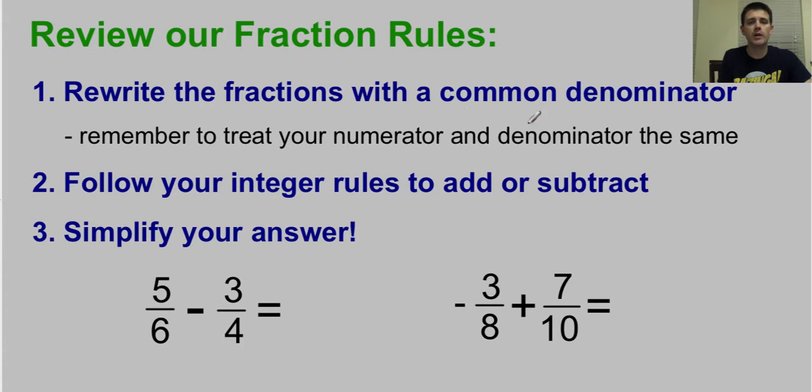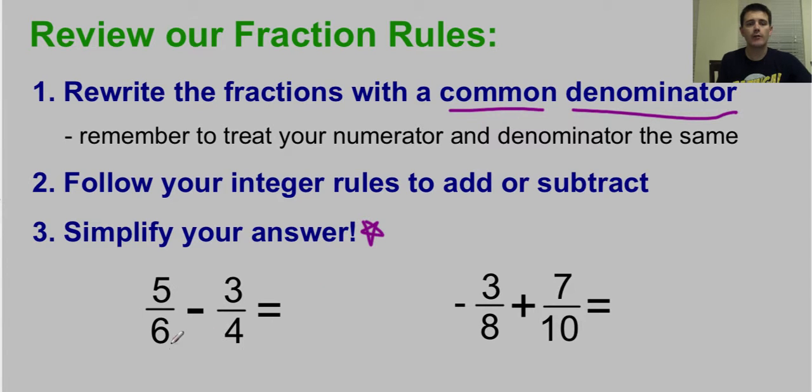So first is rewrite your fractions with a common denominator. And we did a little bit of that when we were doing some comparing and ordering with our fractions. Remember to treat your numerator and denominator the same. Then you're going to follow your integer rules to actually do the adding or subtracting before you come back and do your most important step, which is to simplify your answer when you're done. You've seen a lot of this before, so it should just be reminding you of how to work with fractions and then adding in a little bit of working with an integer.